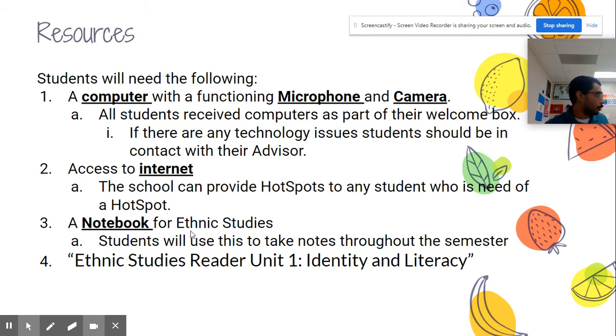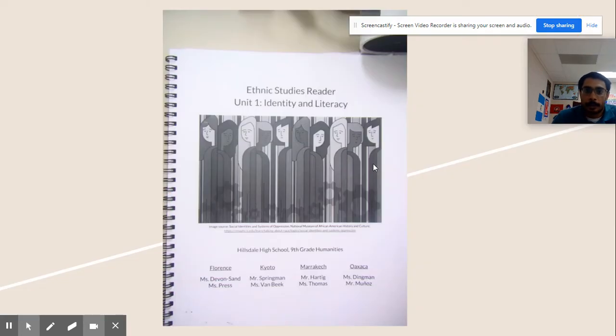Students are also going to need a notebook, just a regular ring notebook, that they're just going to use for ethnic studies. And then they also need an ethnic studies reader. And the reader looks like this. It should be in there, or they should have gotten it in their starter box.